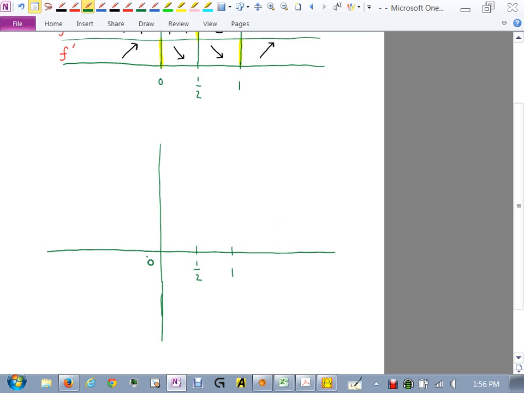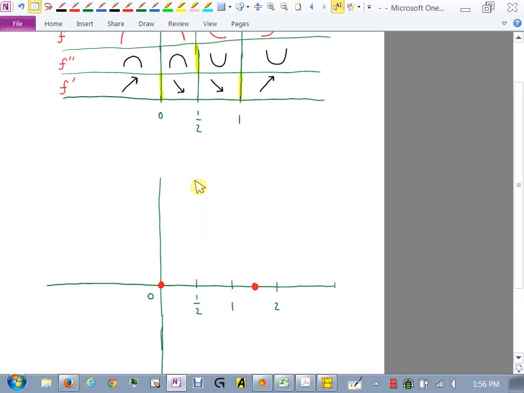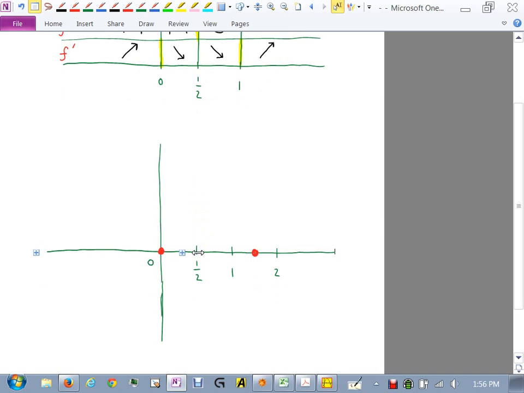Now, let's put in some information. Did we have any x-intercepts? Where were our x-intercepts? Zero and 3 halves? Where's 3 halves on my picture here? Well, this is 2, right? So 3 halves would be right around here. Those points live on my graph for sure, right? Agreed?